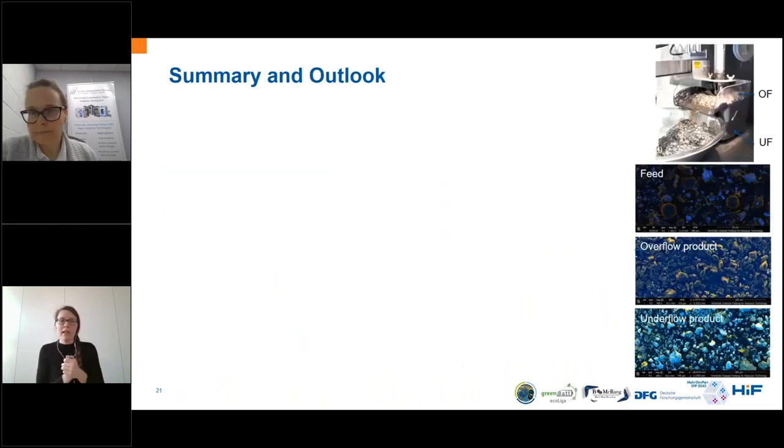Okay, so now I come to my summary and the outlook. On the right, you can actually see a proper flotation or lab flotation cell in our case. So you have this froth on the top, which is scraped off. You collect it as the concentrate, or this would be the overflow product. And you have here some SEM images. So the top one is the feed, where you have the mixture of the cathode active materials and the graphite, and then the overflow product. You have mainly graphite, and the underflow product, you have a lot of NMC and LCO.